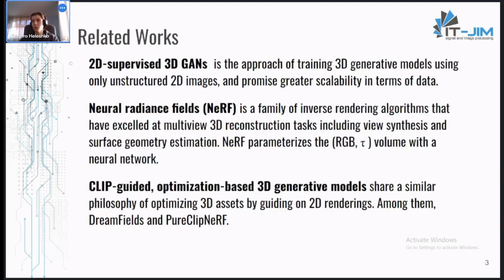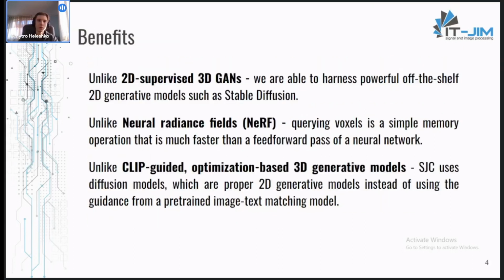There are different kinds of models that try to achieve the same goal. For example, 2D supervised 3D GANs, neural radiance fields, clip-guided, and optimization-based 3D generative models. Unlike all of those, this particular model can be run on top of an already pre-trained off-the-shelf 2D generative model, such as Stable Diffusion. It outputs voxel radiance fields, and querying a voxel is a simple memory operation that is much faster than the feedforward pass through a neural network.